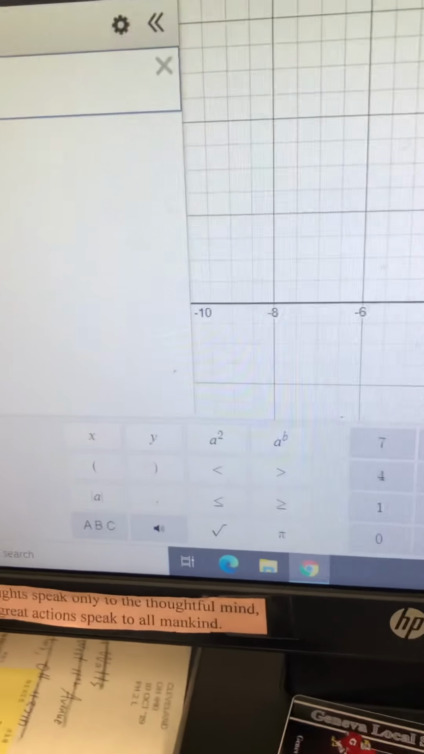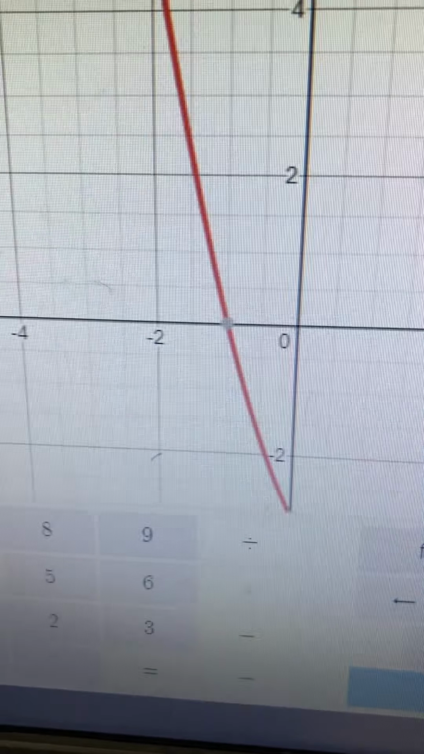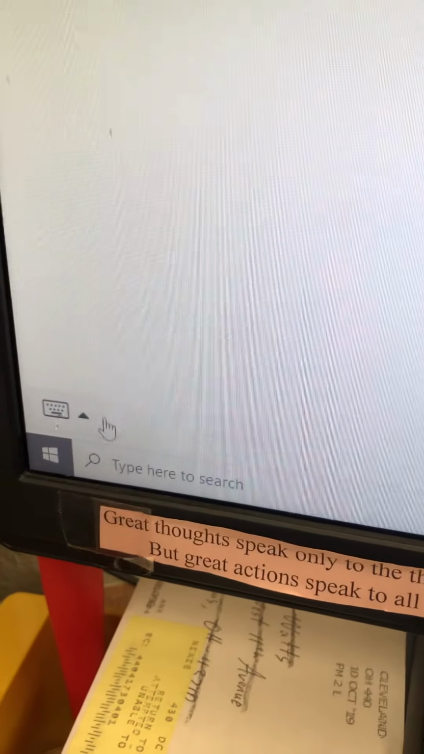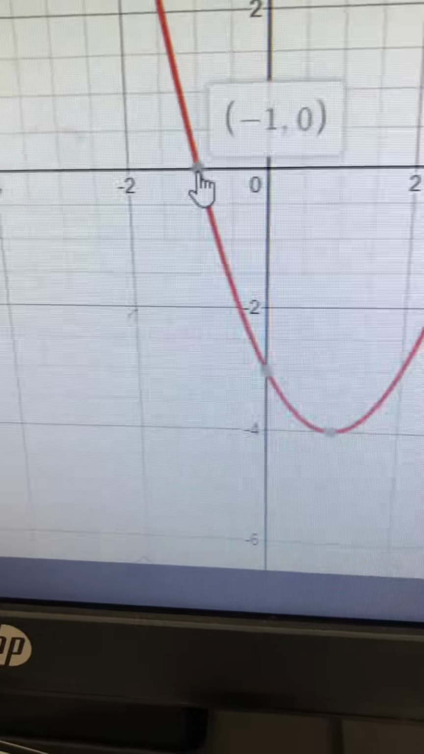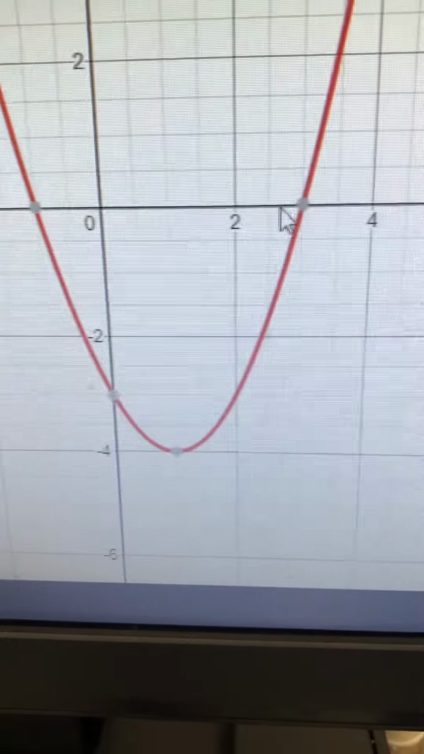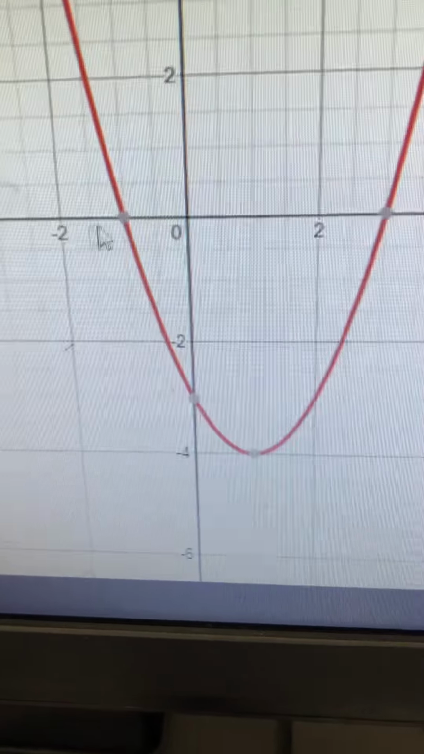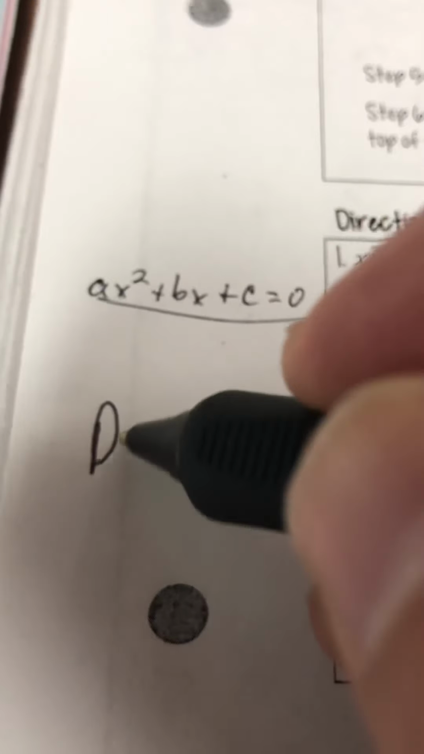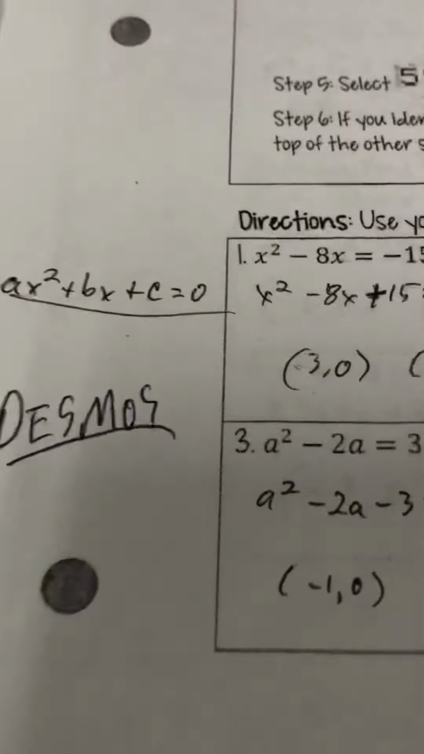Right here, it graphs it for you. You can get rid of that by just making it go up or down. Right here is where it crosses the x-axis, so that's one of your roots, and here's your other one. I always work from left to right. So negative 1, 0, and 3, 0. I actually did this one on the calculator, and notice Desmos gives you the same answer. So if you're at home and you have a computer, Desmos works to just plug that in.